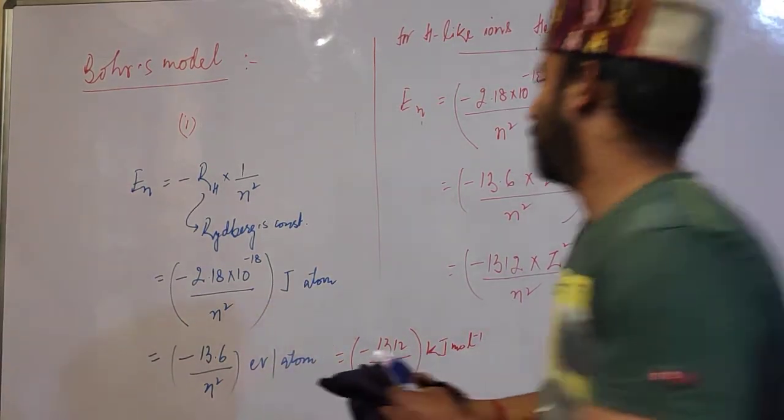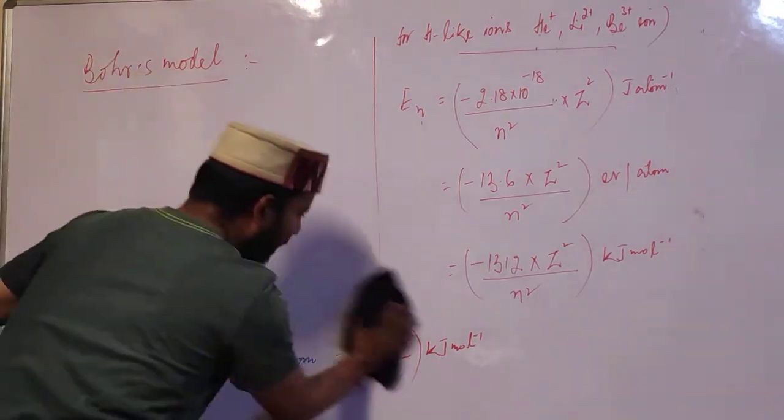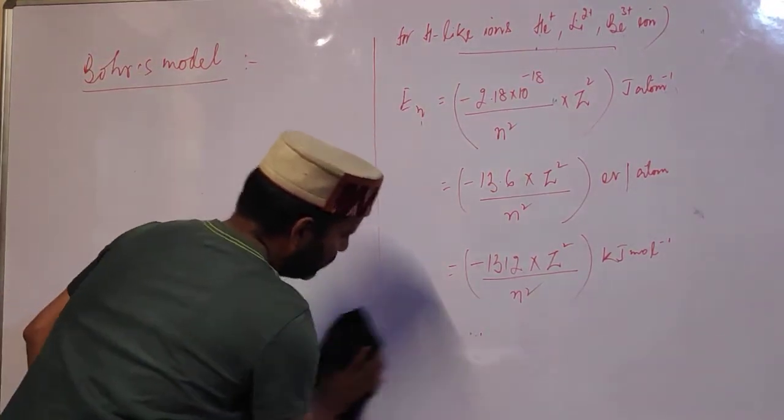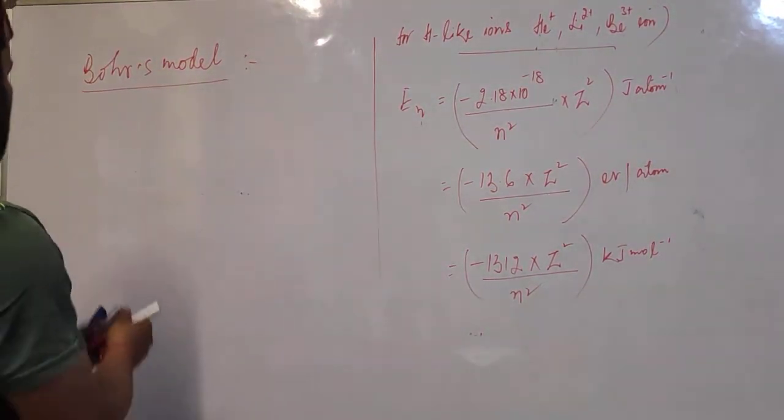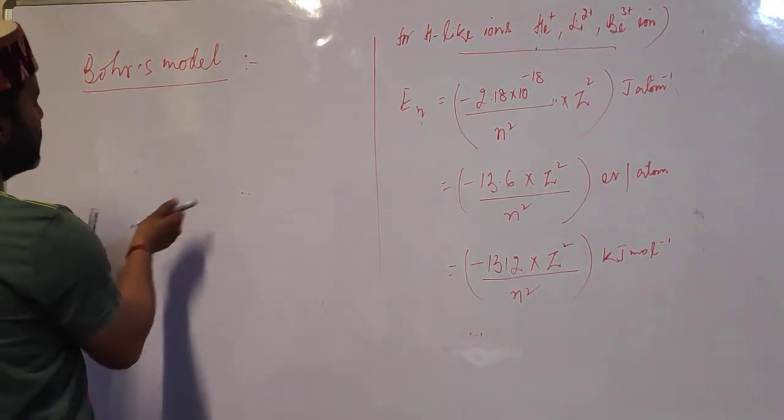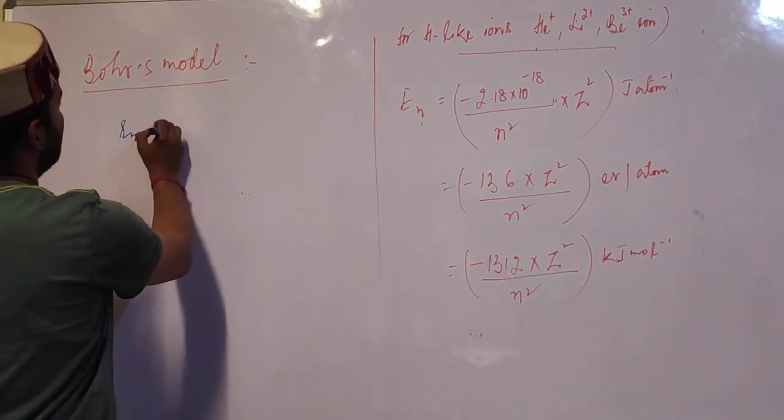Similarly, the radii of hydrogen-like ions are expressed by this formula.